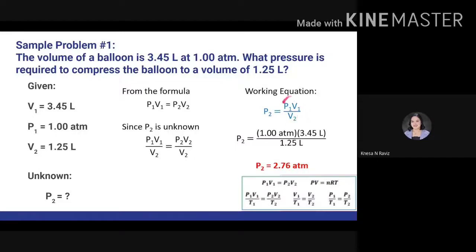All these values are found in the given, so we could directly substitute. Initial pressure is 1.00 atmosphere, initial volume is 3.45 liters, and final volume is 1.25 liters. If we do this in the calculator, we would arrive at the answer of 2.76 atmospheres.